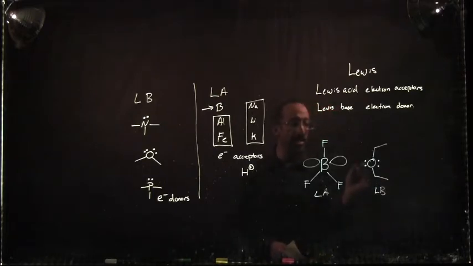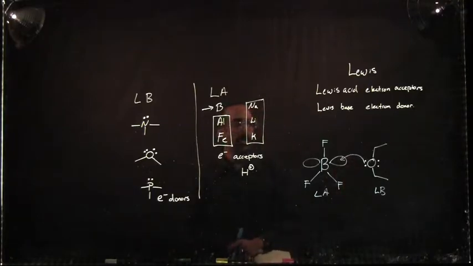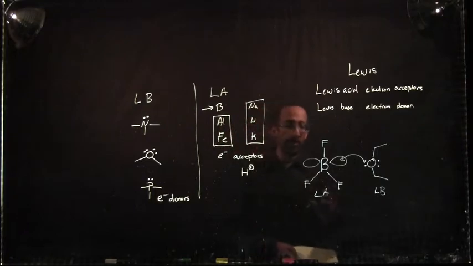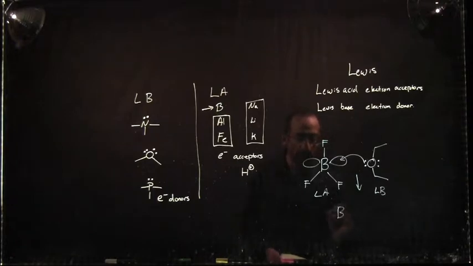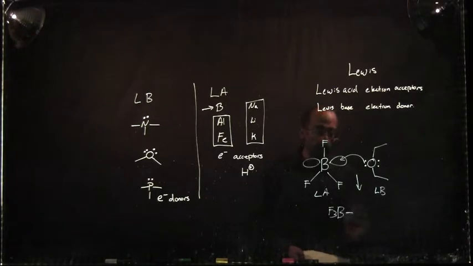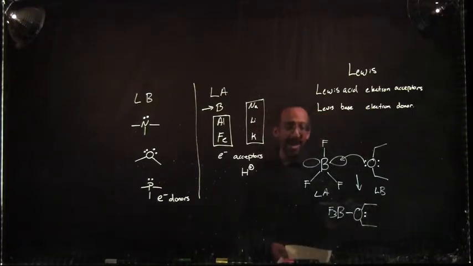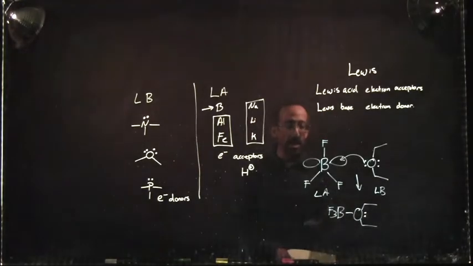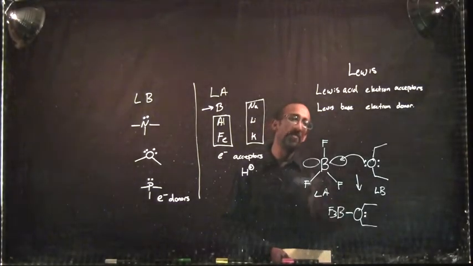What we can have happen is one of these lone pairs donate into the empty p orbital of boron, and what we generate is a compound known as boron trifluoride etherate. I'm just going to go ahead and abbreviate that BF3, right? And now we've formed a new bond to this oxygen atom.